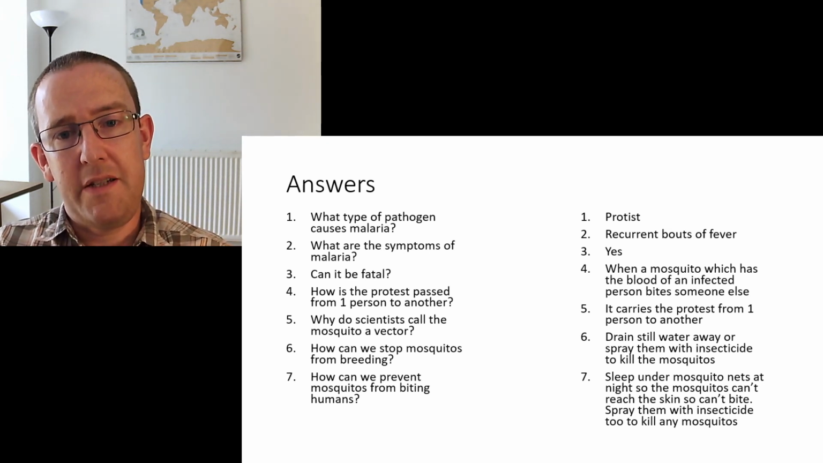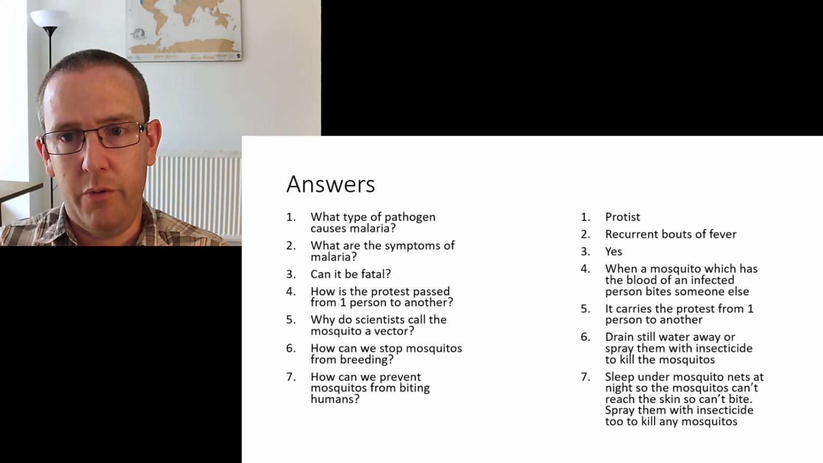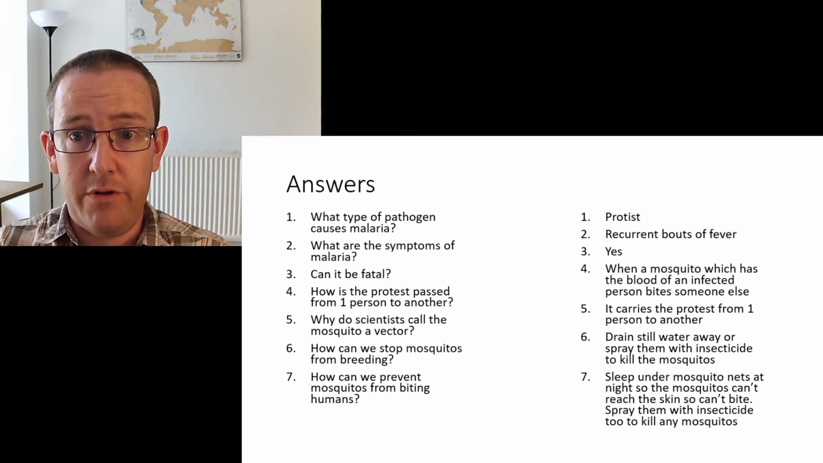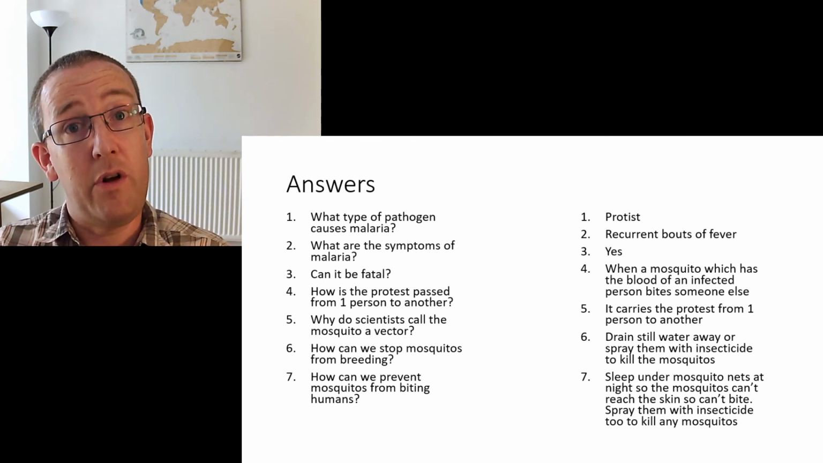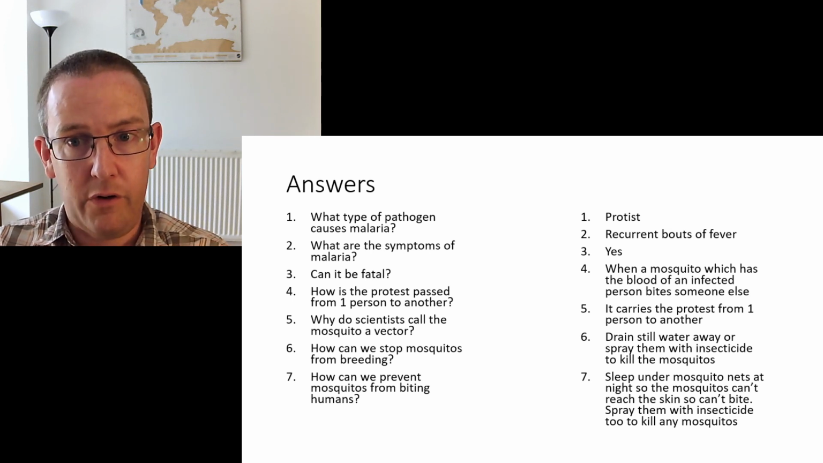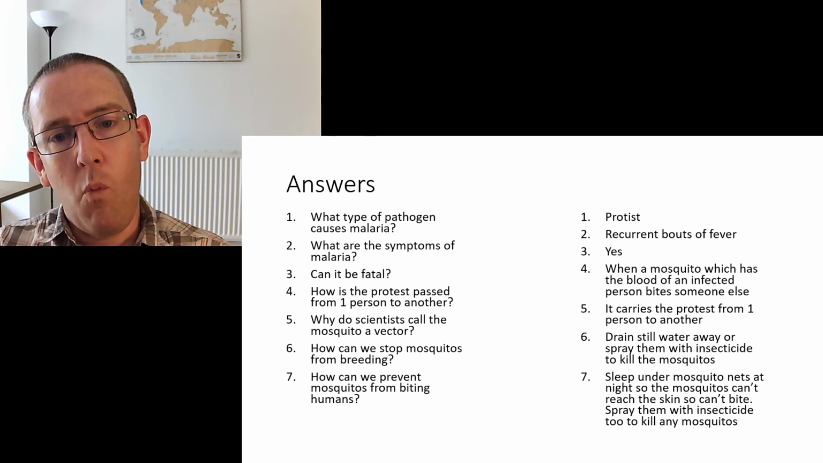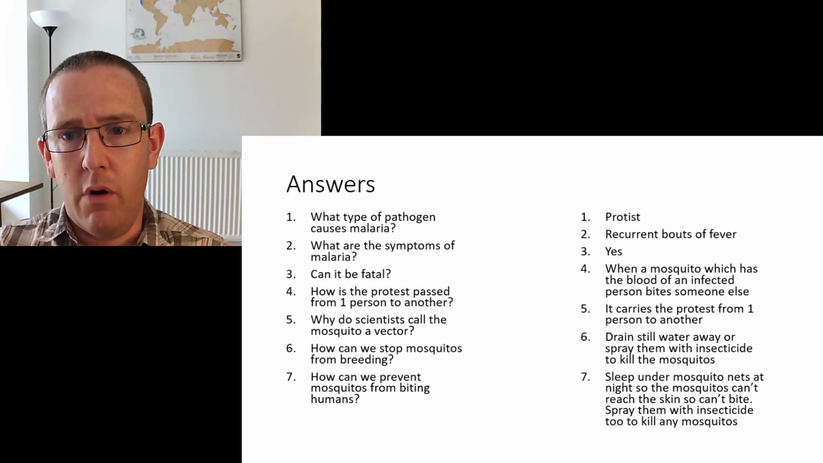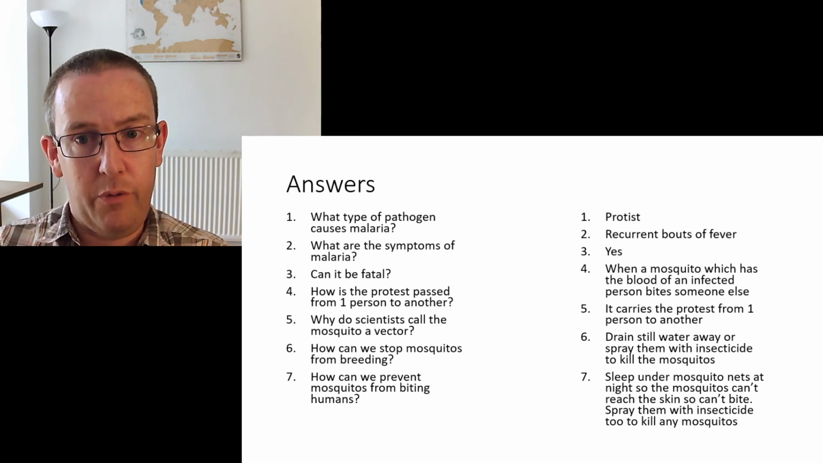How is the protist passed from one person to another? Well, when a mosquito, which has fed on the blood of an infected person, bites someone else, and you can look back at the life cycle that you've just made. Why do we call it a vector? Well, it carries the protist from one person to another.